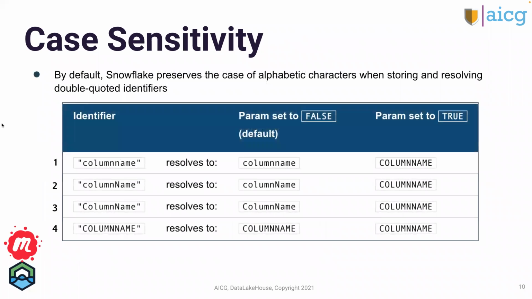So I think this diagram just shows a little bit more about what Snowflake is going to change your object identifiers to with respect to quotes being around them, and with respect to the quoted identifiers parameter being set to true and false. In that first example, an all lowercase column name is going to resolve to all lowercase when that parameter is set to false. But when it's set to true, it's going to resolve to be all uppercase. So again, trying to throw case sensitivity out the window as much as possible.